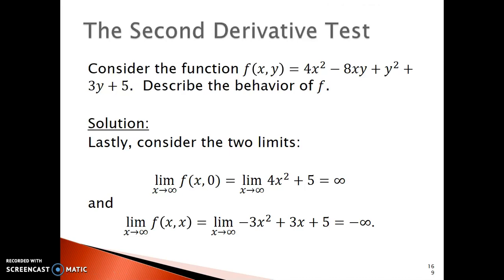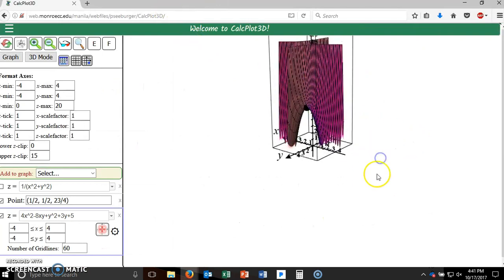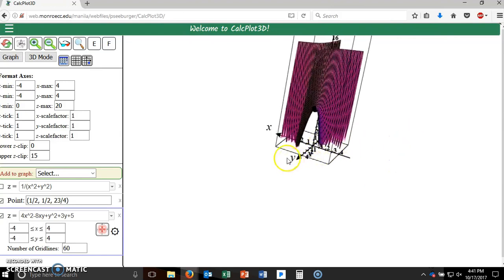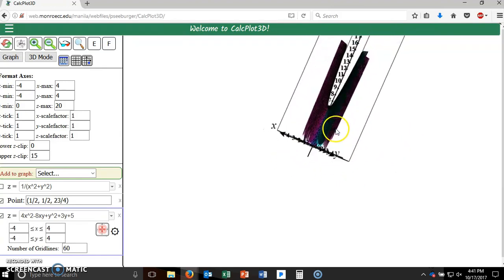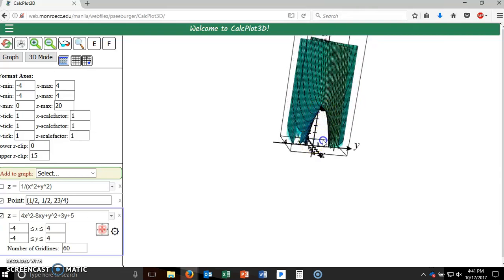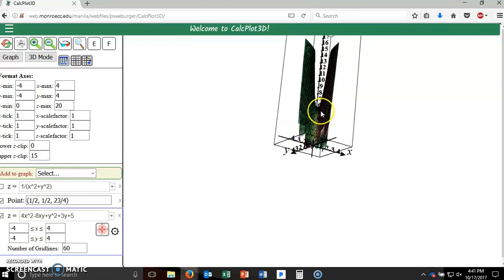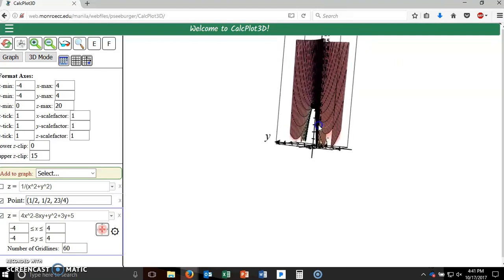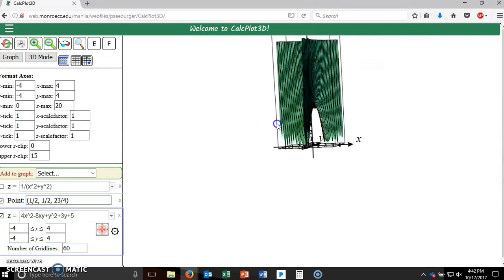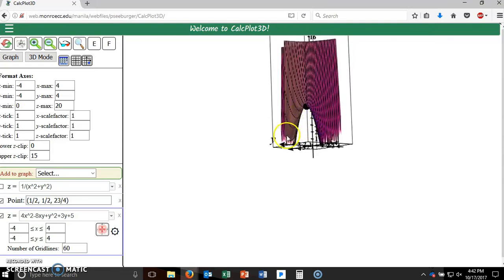And I want to show you what this looks like. So you bring this over, and let's see if I can spin this around a little. This is the graph of the function 4x squared minus 8xy plus y squared plus 3y plus 5. And right there, I've got it marked with a black dot. That's the point 1/2, 1/2, 23/4, and you can see that it is behaving as a saddle point. So the horizontal tangent plane would exist there, but it's neither a maximum nor a minimum. And you can also see this appears to be going down forever, and it would continue upwards if I were to let the bounds go even further.